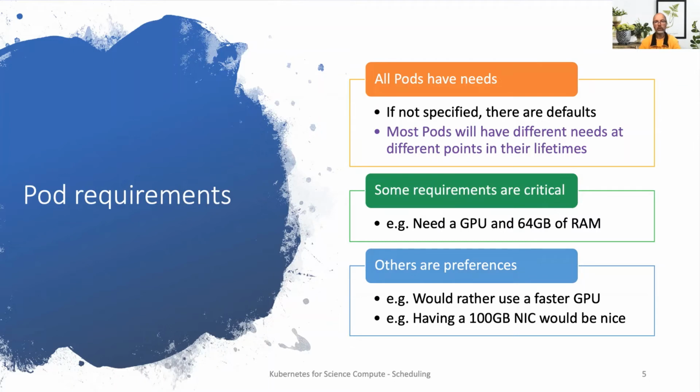But I would like to point out that some requests are critical. So for example, if I need a GPU and I know I will use 64 gigabytes of RAM at one point in time, well, I better request them or my job will not complete. But others will be preferences. For example, I'd rather use a faster CPU, but if I get a slower one, oh well, I'll live with it. Or I'm moving data across the network, and if I get a really fast network interface, I will be really happy. But if you give me a slower one, it will just take longer and I will survive.